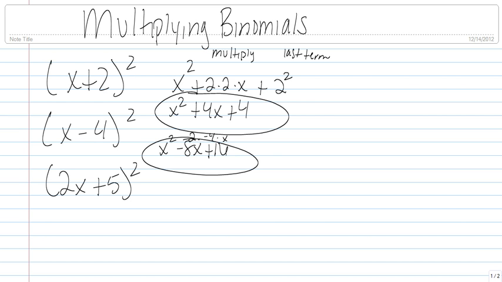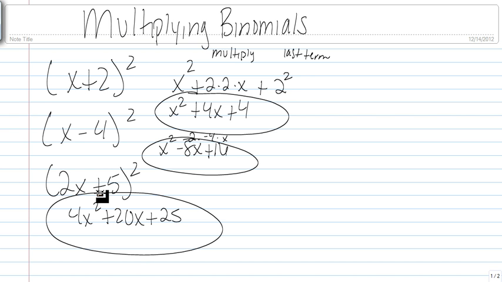So I bet you're wondering, what do you do when you have numbers? Well, you do it the exact same way. You take the first term and you square it. So you're going to take 2x and square that. So that'll be 4x squared. Then you multiply everything together. So 2 times 5 is 10, and 10 times 2x is positive 20x. Then you take the last term, the 5, and you square that. So 5 squared is 25. Remember, it's 5 times 5. So your final answer would be 4x squared plus 20x plus 25. So that's how you multiply a binomial.